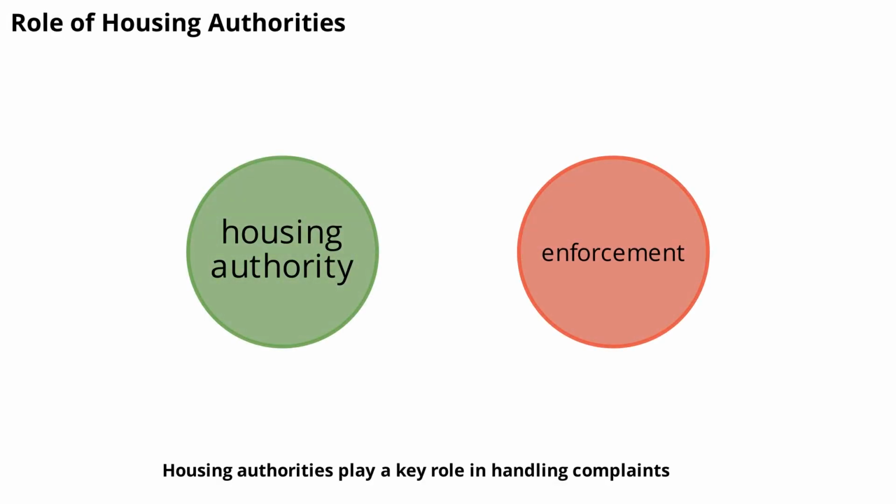Housing authorities play a key role in handling complaints. They enforce housing codes, investigate violations, and ensure that properties meet safety and health standards. When you file a complaint, these agencies act as neutral parties to resolve disputes and protect residents' rights. Understanding their role can help you navigate the process more effectively.